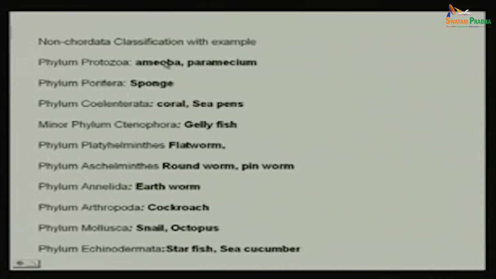So, some of the examples which in daily life we are coming across belonging to the without backbone animals are amoeba, paramecium, sponges, coral, sea pens, jellyfish, flatworm, roundworm, pinworm, earthworm, cockroaches, snails, octopus, starfish, sea cucumbers, etc. Those group of creatures do not possess the backbone.